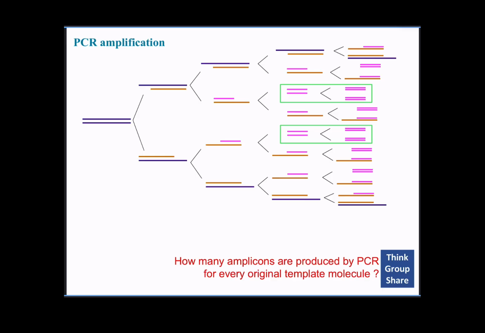Starting at cycle 3, for every amplicon you have, you generate 2. Cycle 4, those 2 will give you 4. Cycle 5, those 4 will give you 8, and so forth. That's starting to look like a geometric progression, right? Base 2.